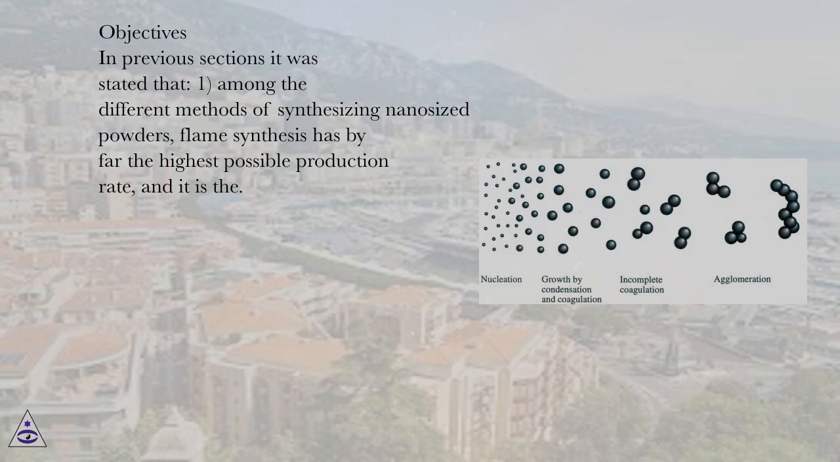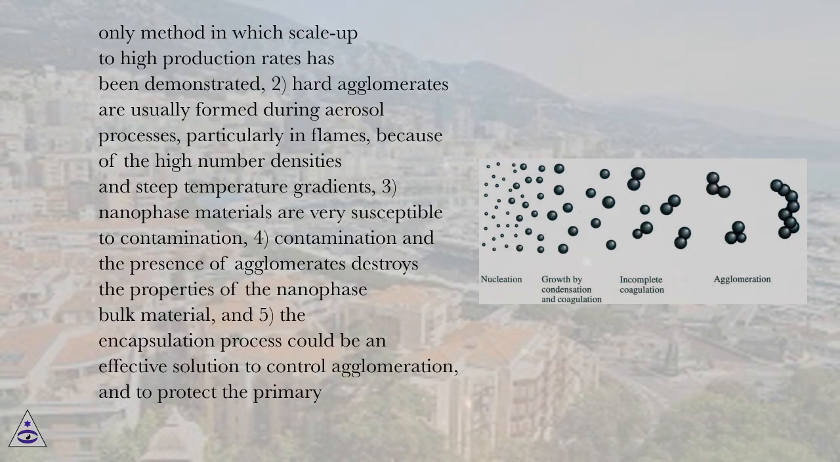Objectives. In previous sections it was stated that, 1. Among the different methods of synthesizing nanosized powders, flame synthesis has by far the highest possible production rate, and it is the only method in which scale up to high production rates has been demonstrated.